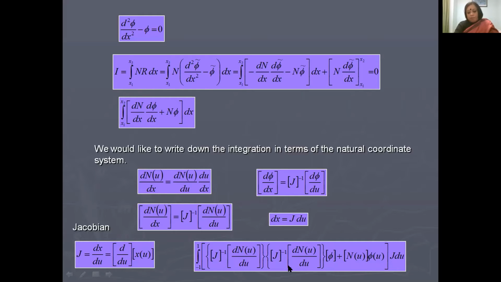So this is therefore what you need to integrate, and this will give you the K matrix or the stiffness matrix.